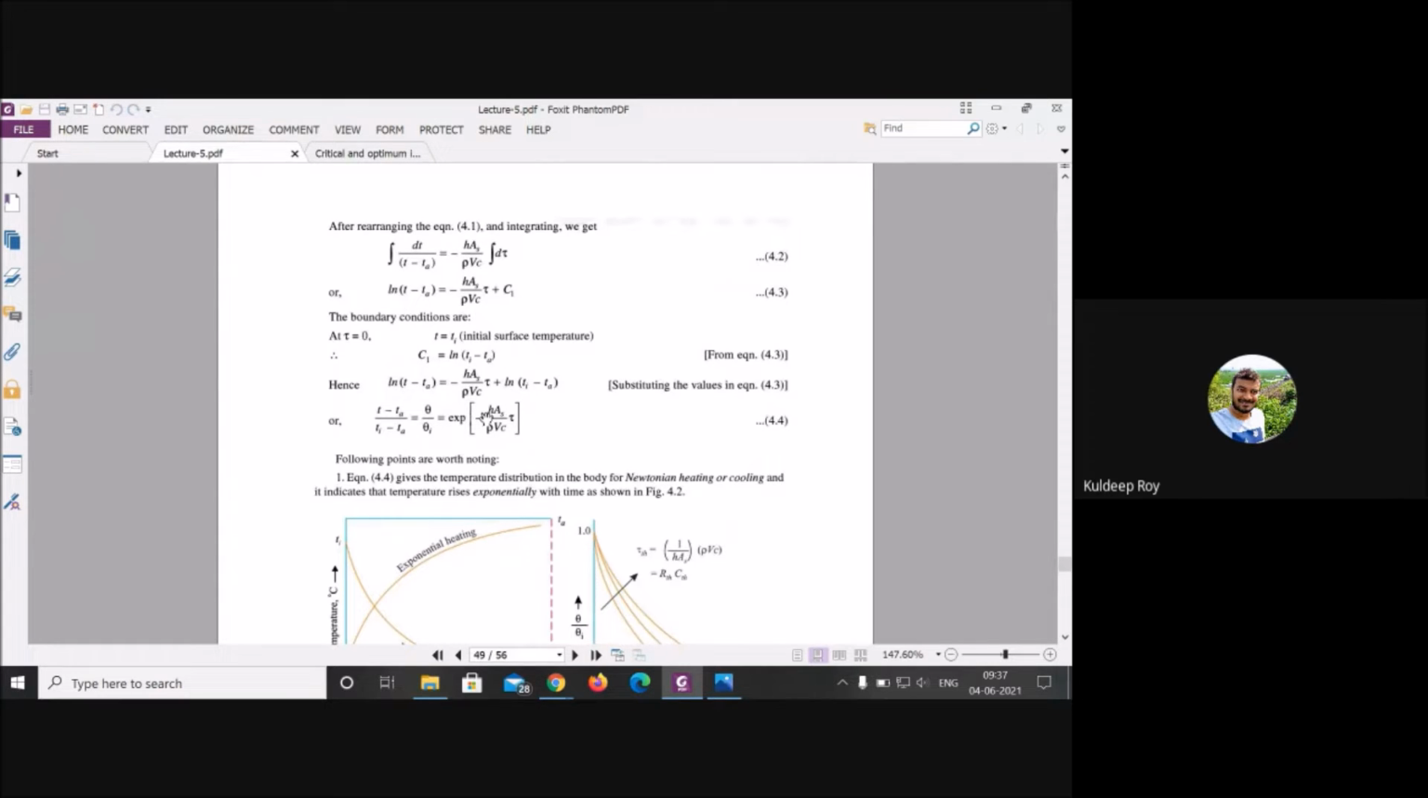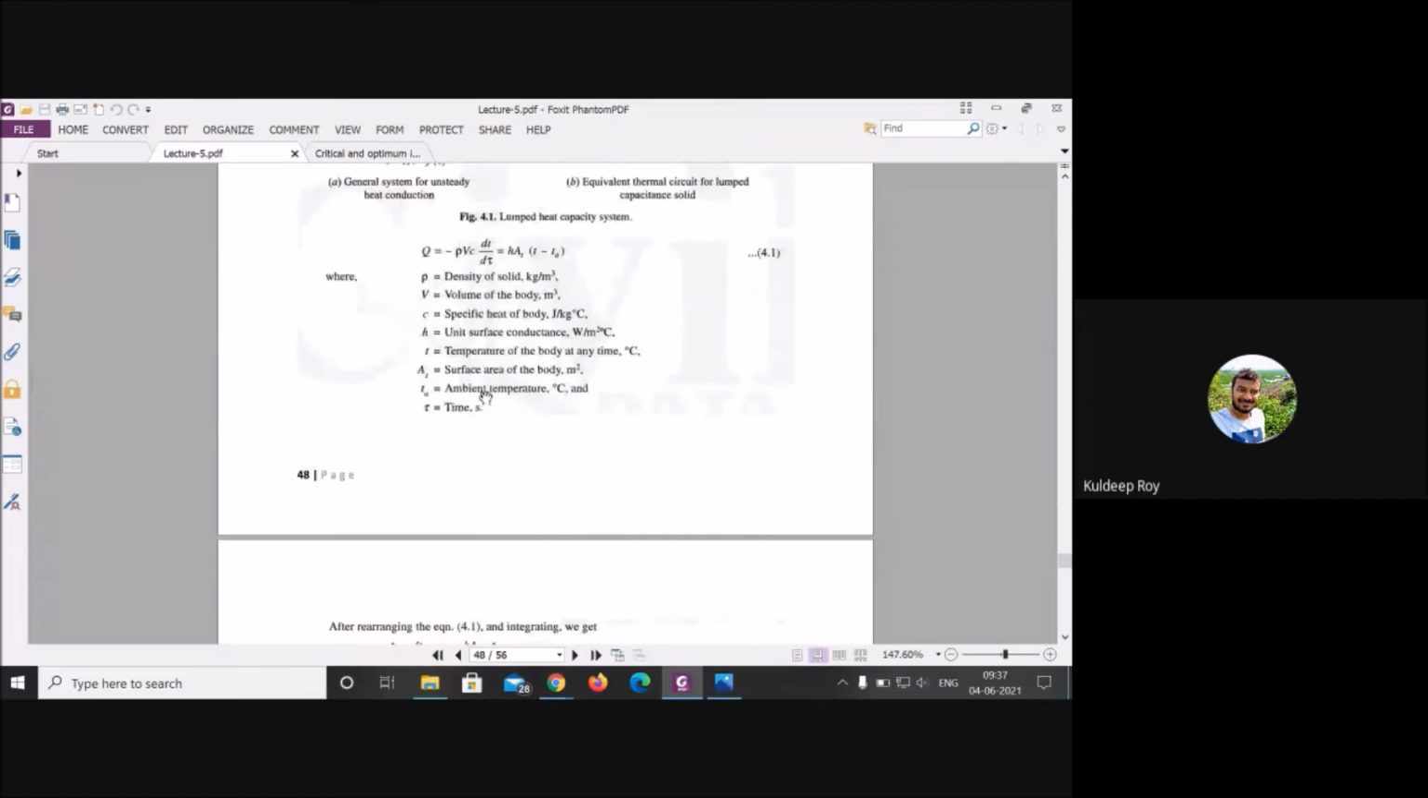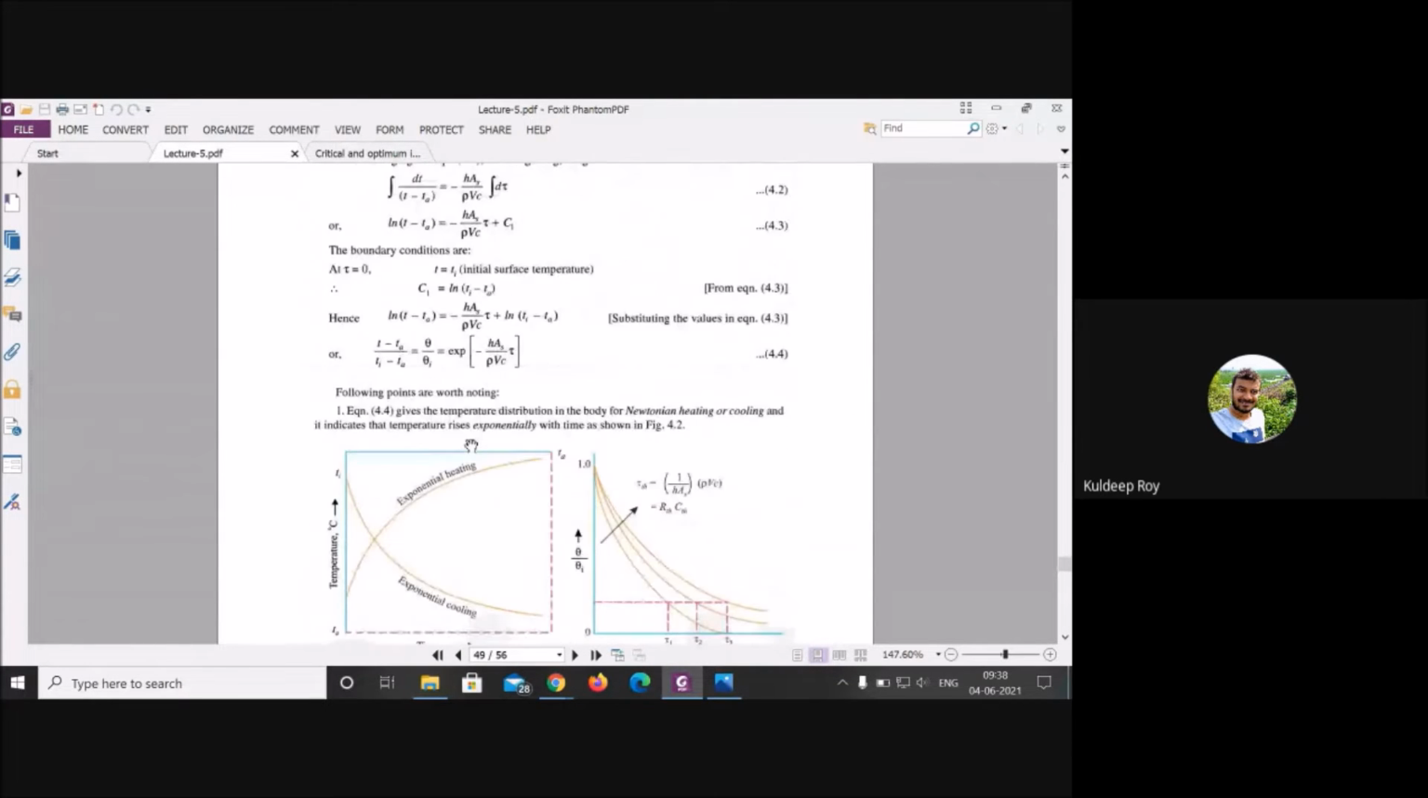If somebody wants, should I show this derivation? I can show it, but it is not necessary. Just keep in mind that this is the difference: T minus Ta, Ti minus Ta, is equal to the exponential function of minus hA over rho Vc times tau. This is nothing but integration. I think everyone knows how you will get this expression.